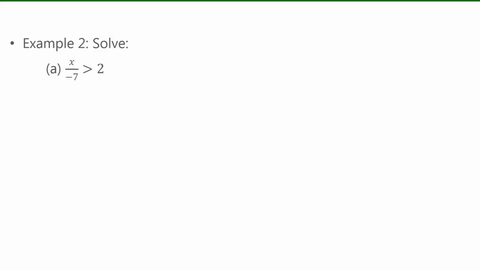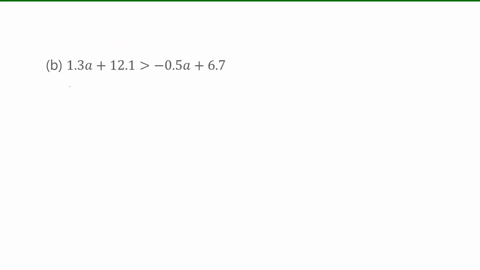Now example 2, we have to just solve, we don't need to verify. And here we have a fraction. So I'm going to multiply both sides by my LCD in order to eliminate my fraction here. The LCD is negative 7. So I multiply both sides by negative 7. Now since I'm multiplying by a negative number, my sign is going to switch. I end up with x is less than negative 14.